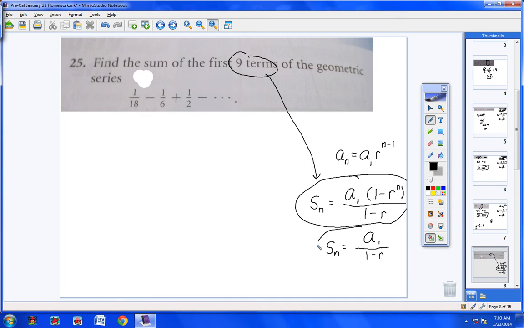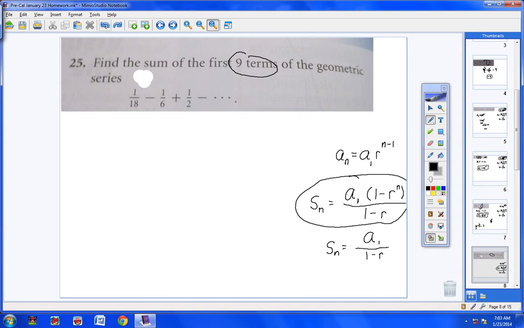This formula here is used when we're finding the sum of an infinite geometric series and we don't know how many terms we're adding. Remember, this is a situation where r has to be greater than -1 and less than 1. We've talked about that. And so those are the two formulas you have to choose from when dealing with a geometric sequence.